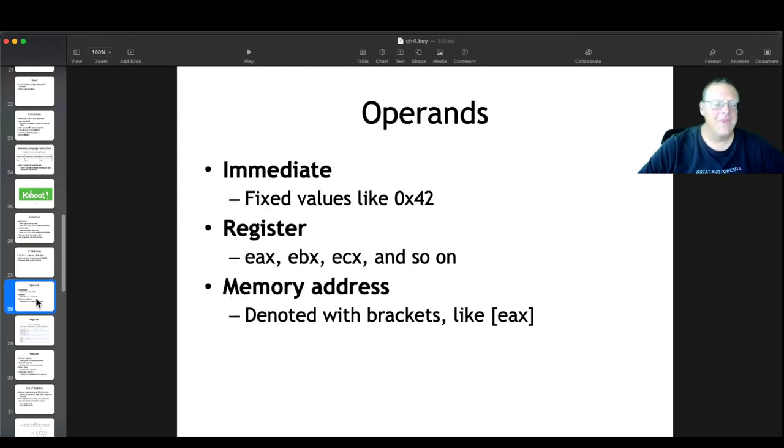All right, so here are immediate values, operands. You can have an immediate number like 0x42. That's a hexadecimal number, that's what the 0x means, so it's 4 times 16 plus 2. Registers, EAX, EBX, and ECX, those are the little memory locations on the processor. And you can have memory addresses in main memory, which is denoted with brackets. You put square brackets and then the address.